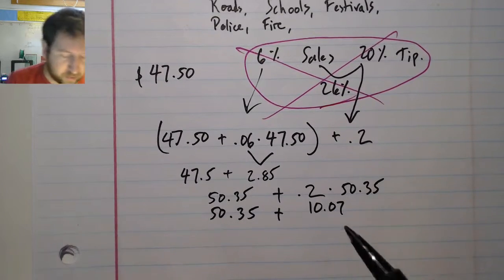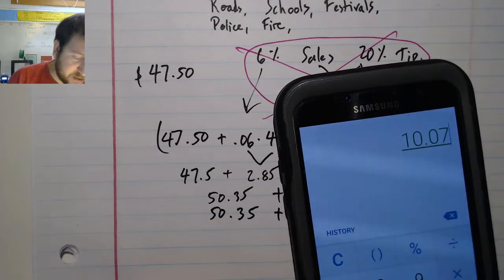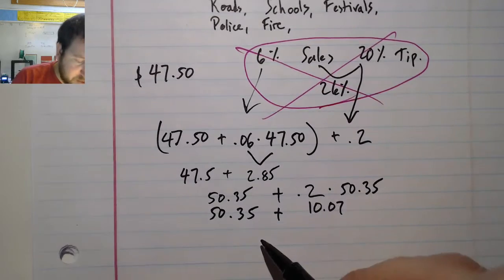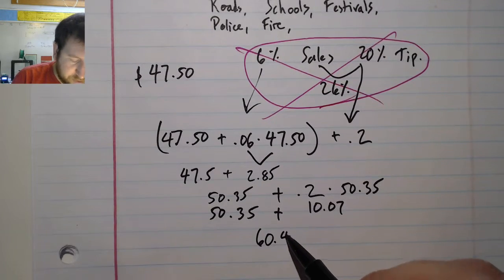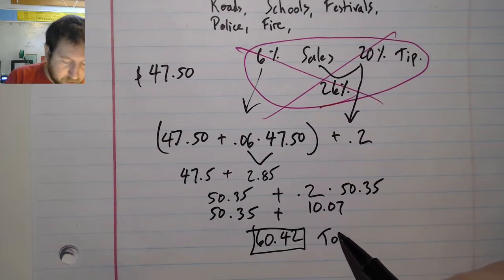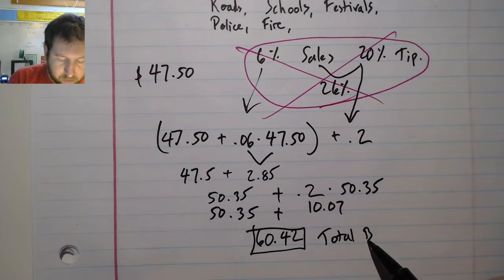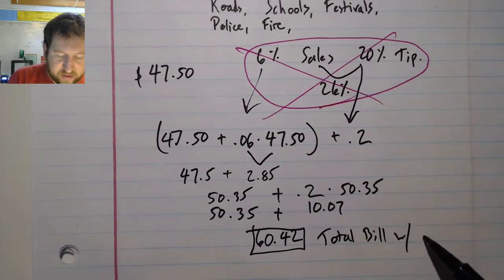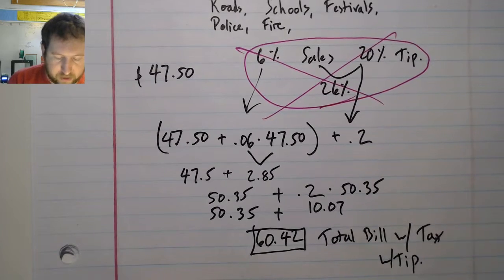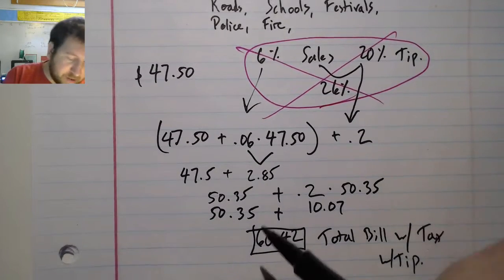So now I'm able to calculate my total bill. Sorry, I keep using the wrong words. I have $10.07 plus 50.35, which is $60.42. And that is the total bill with tax, with tip. Now, if that made sense, how to follow it, awesome.